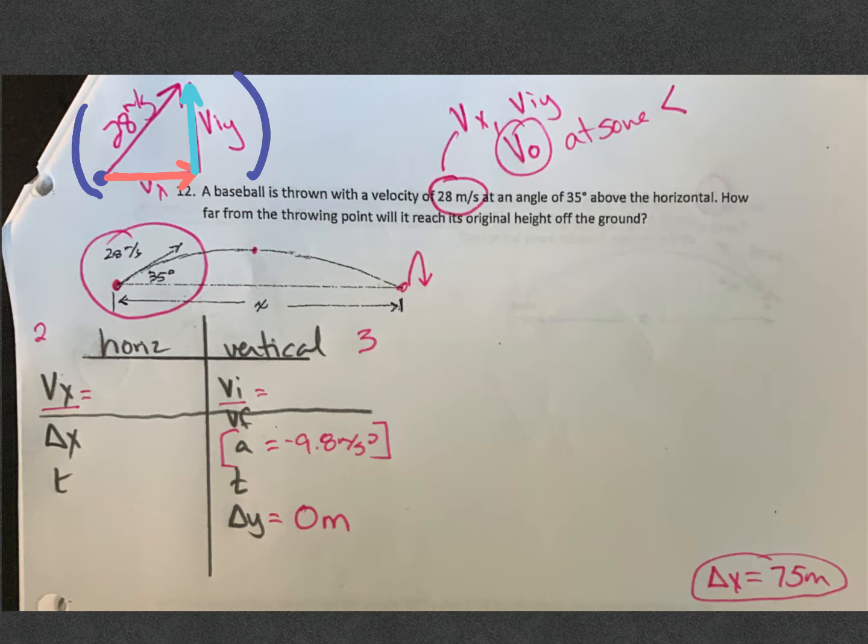But from some of the trigonometry practice, we also know that the Viy is opposite, that's an O, the angle theta. Theta right here. And the Vx is, of course, the adjacent side.